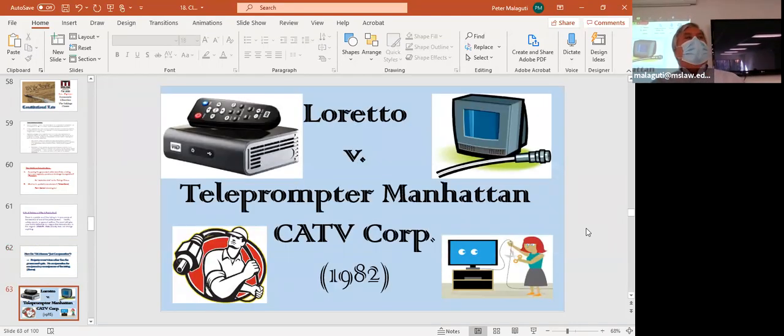All right, we're going to start with physical occupancy cases. This is the big case, Loretto versus Teleprompter Manhattan CATV Corporation, a 1982 case.